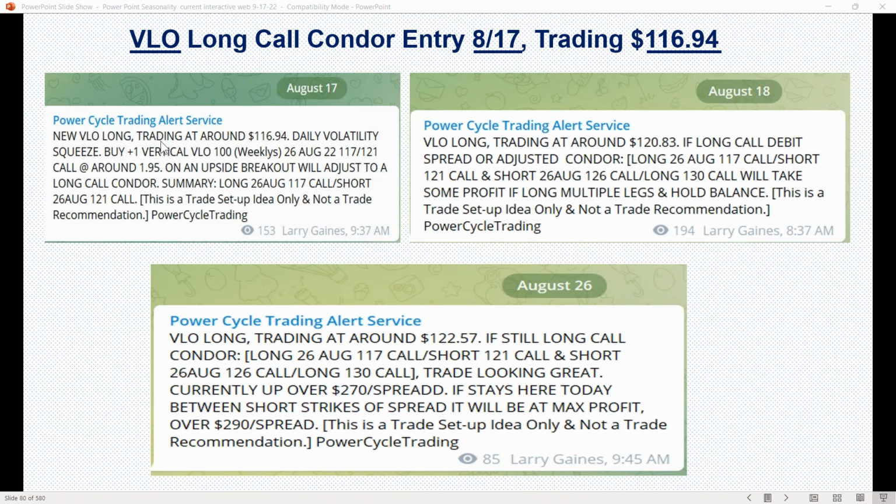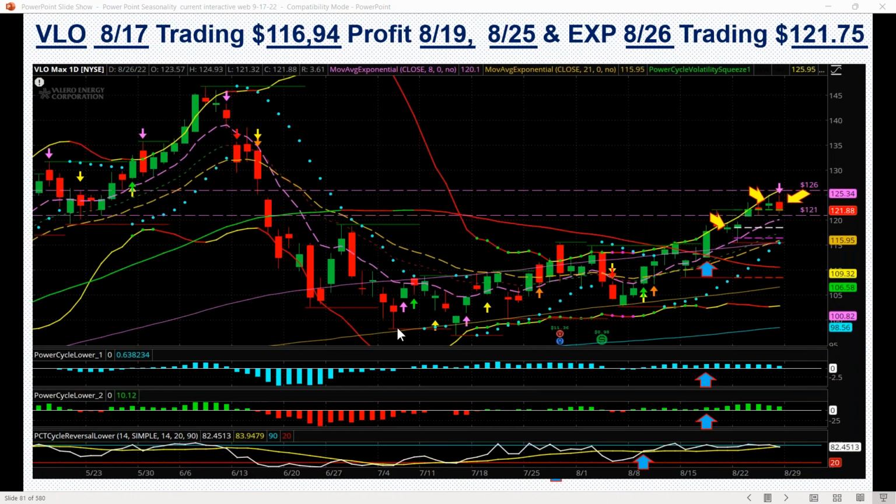We did this setup here. This was using what we call a condor. So it says new Valero long trading at 116.94. And then it tells you how to do the trade, gives you a summary of the trade so you know exactly what's going on. Here's a profit take alert sent out on the 18th and another one on the 26th. So just constantly updating you with the alerts by text, or you can have it by email.